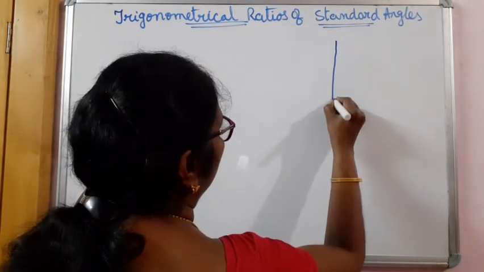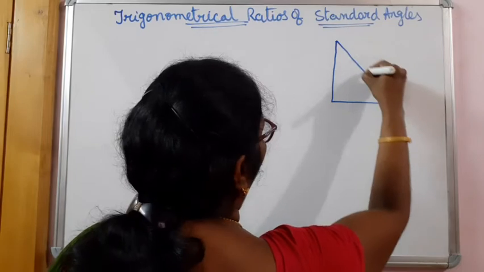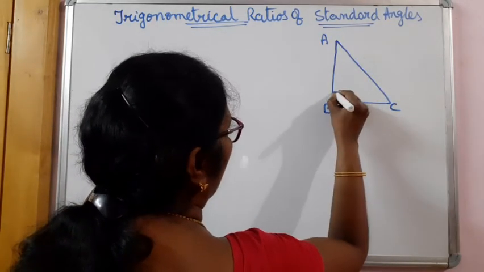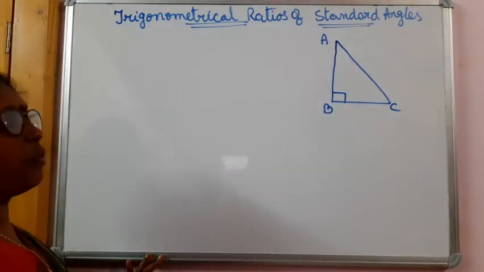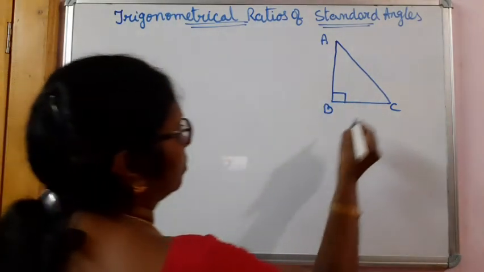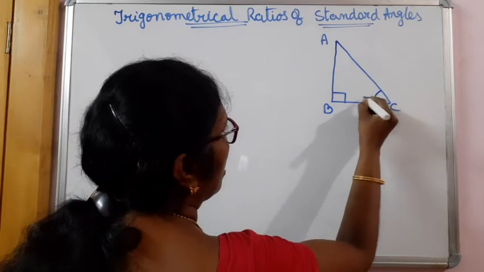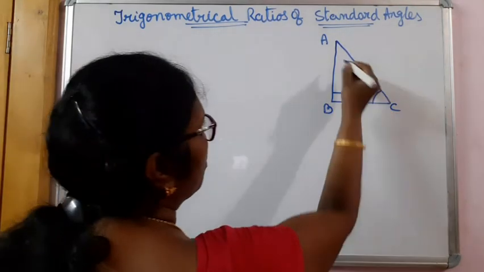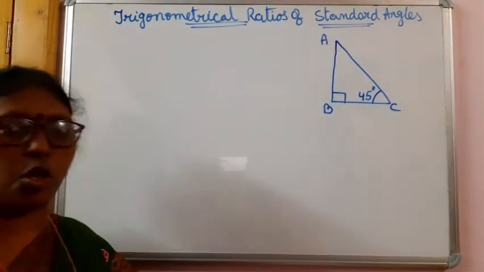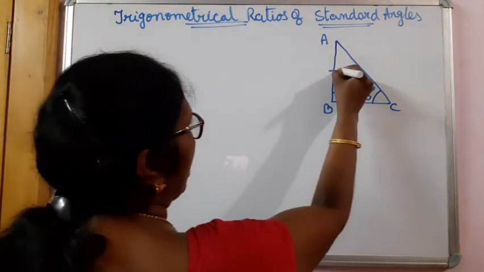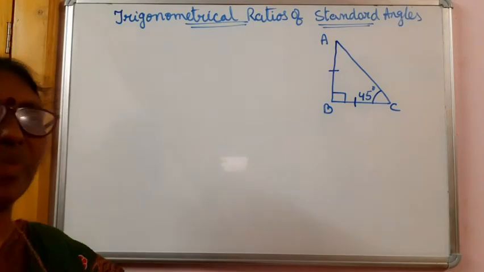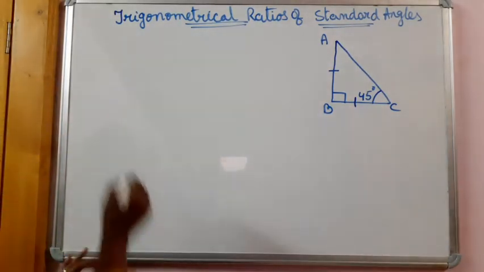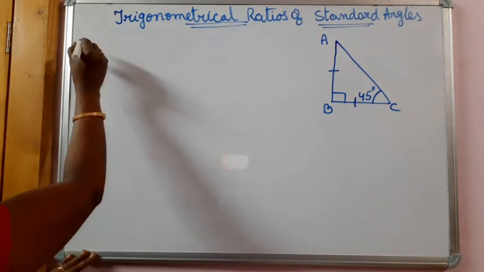Suppose ABC is a right angled triangle where angle B is 90 degree and angle C is 45 degree. C is 45 means we know automatically angle A is also 45 degree. Then AB will be equal to BC. So first let me work out for 45 degree. How to find the T ratios of 45 degree?